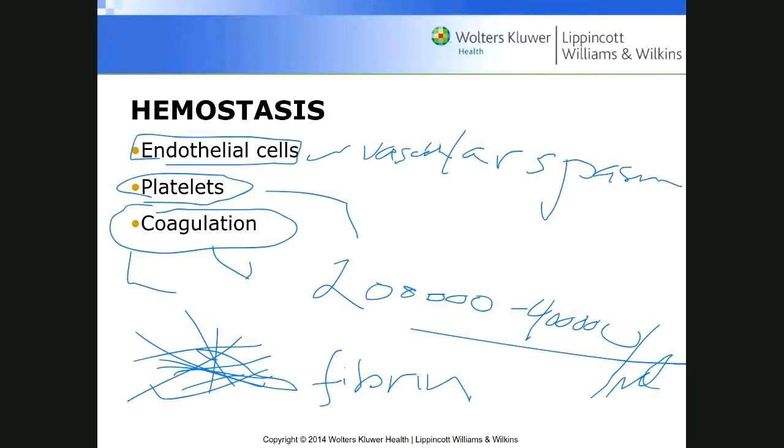So how do you convert? Where does fibrin come from? Well, fibrin comes from fibrinogen. And how do you convert fibrinogen to fibrin? There's an enzyme called thrombin. So thrombin is an enzyme that converts fibrinogen to fibrin. And where does the thrombin come from? Well, thrombin comes from prothrombin. Right? So you have your prothrombin converted to thrombin.